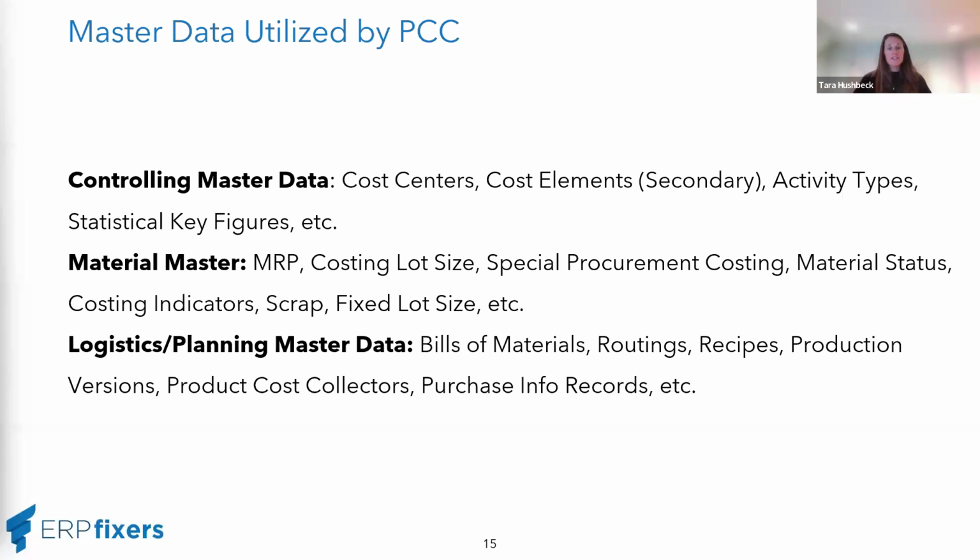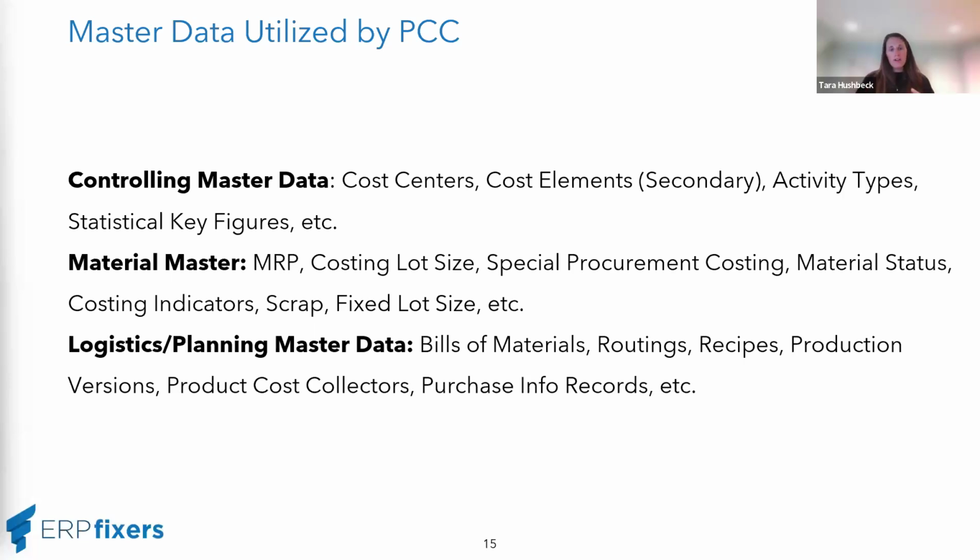And then finally, logistics and planning master data. This is your bills of materials, your recipes, your production versions, purchase info records. A lot of this information, like the last point I was talking about, we don't own. Typically in a business, product costing doesn't own the bill of materials or the routing; sometimes that's more of an engineering or production owned master data, but we do rely on that master data.